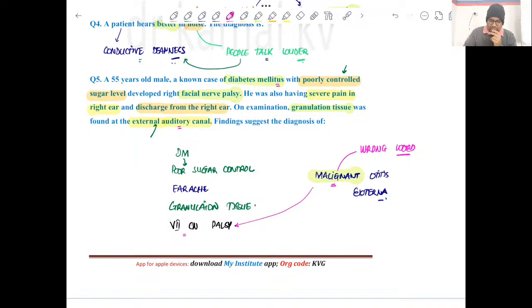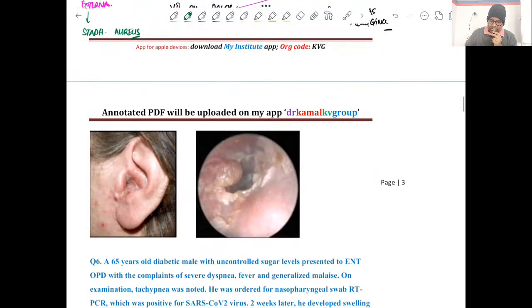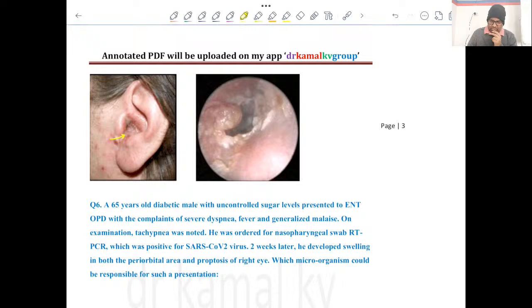And yes, just to add, this condition is caused by Pseudomonas aeruginosa. Clear? So this is caused by Pseudomonas aeruginosa. And please remember, if the term is simple otitis externa, that is caused by Staphylococcus aureus. So if it's simple otitis externa, this is caused by Staph aureus. Right? So please remember the difference. Here you can see there is involvement of the external auditory canal. Clear? So this is malignant otitis externa.